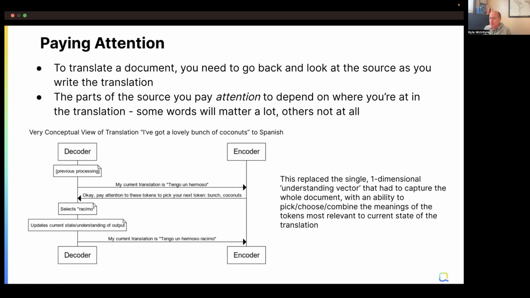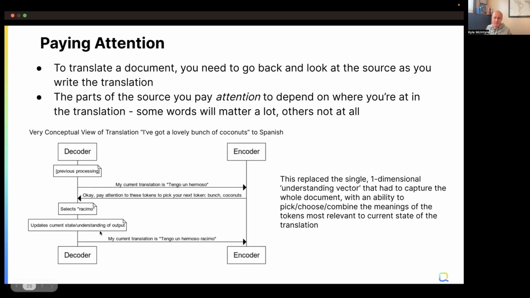So this allowed translations to work a lot better, because instead of having this one vector of understanding that had to somehow capture the entire source document and pass that into the encoder slash writer to generate a full translation off of just this one vector of understanding, you could start the translation and produce new vectors of understanding that were contextualized by where you were at in the translation process. And this removed a big information bottleneck and allowed translation to work over longer documents.